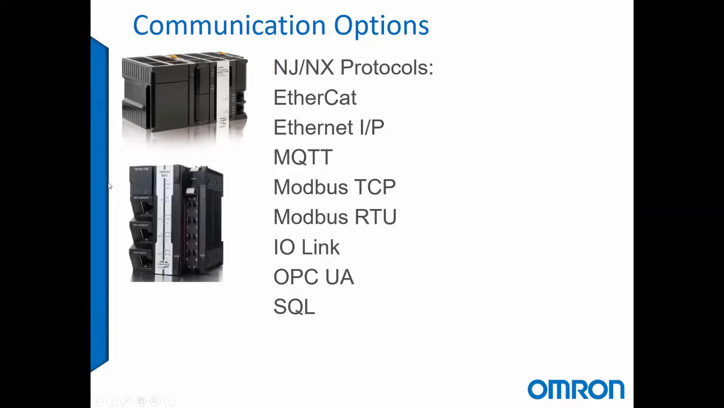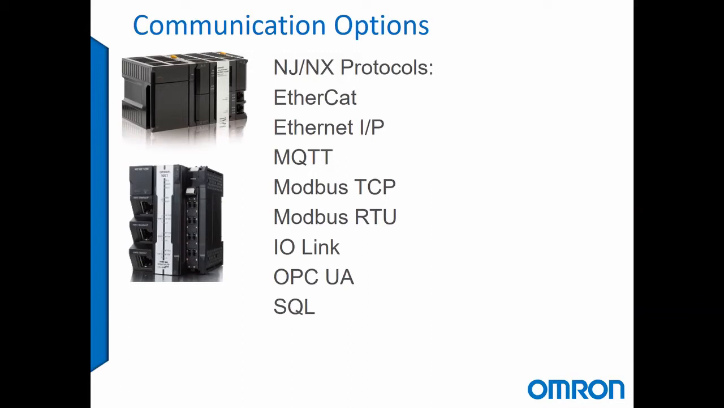Now with the NJ and NX CPUs, most of these are out of the box with the exception of Modbus RTU. We would need a serial card. But EtherCAT, of course, we went over this quite a bit on our first session. Ethernet IP, MQTT, Modbus TCP. We can do IO link. That will be done with an IO link card.